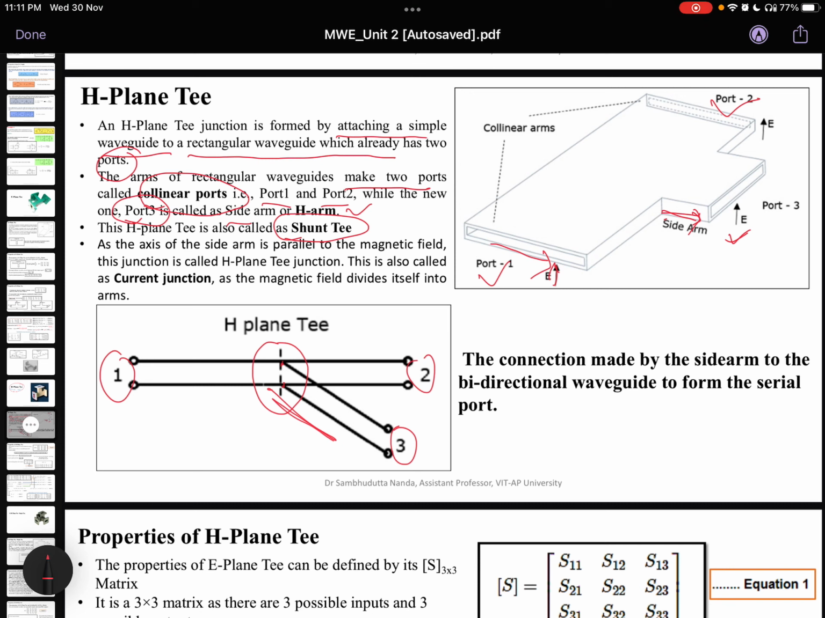Shunt means parallel. As the axis of the side arm is parallel to the magnetic field, this junction is called the H-plane T junction, and it is also called the current junction because current is getting divided here. As the magnetic field divides itself into two arms, and the magnetic field is always related to current.